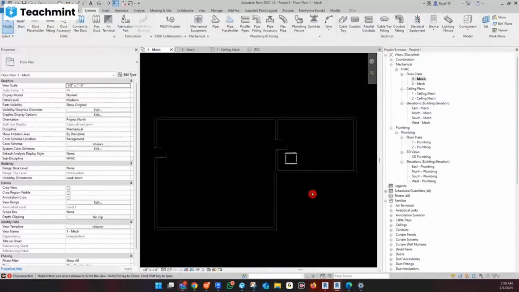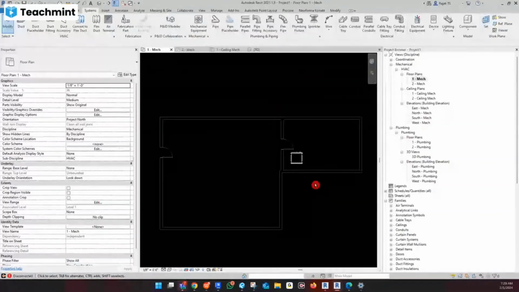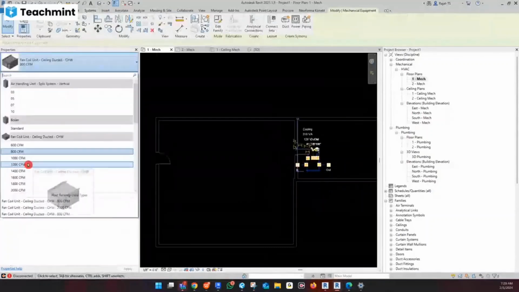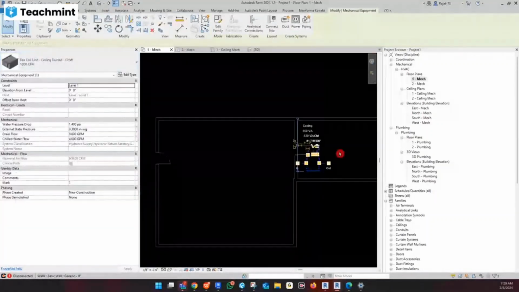Does everyone know how to load the families? Yes, sir.